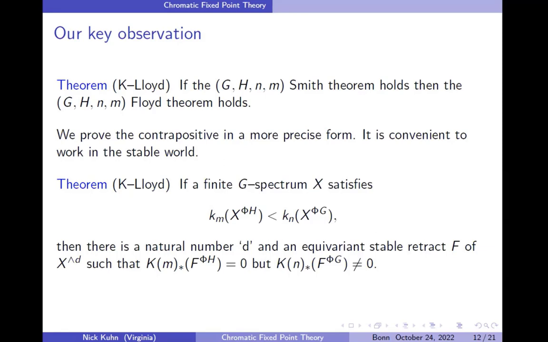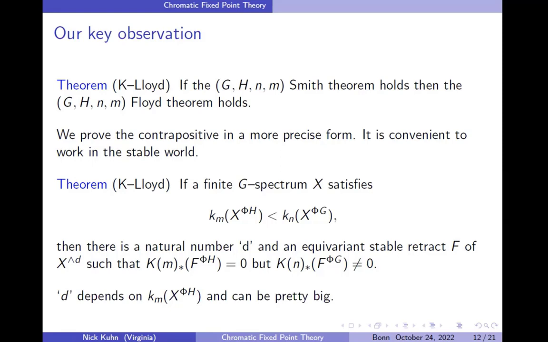So you have something showing that this chromatic Floyd theorem fails, meaning the size of the mth Morava K-theory of the H fixed points is smaller than the size of the nth Morava K-theory of the G fixed points. So we have a counterexample. Then we want to find a counterexample to the Smith theorem, and this more precise version tells you how to find it. There's some number d, and we'll see what this is about, and an equivariant stable retract of the deep smash product of X.